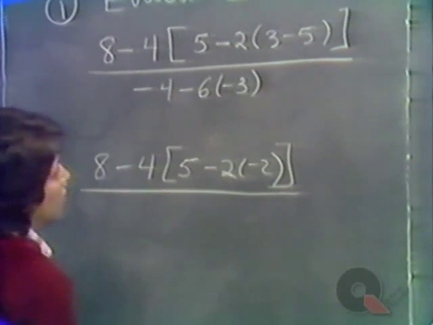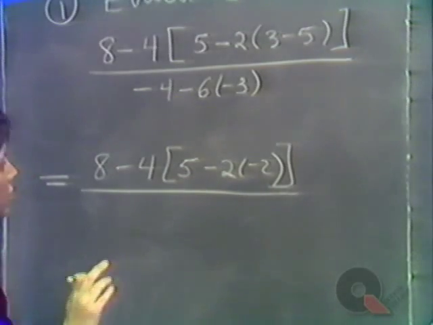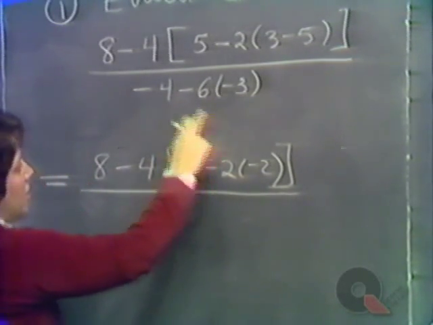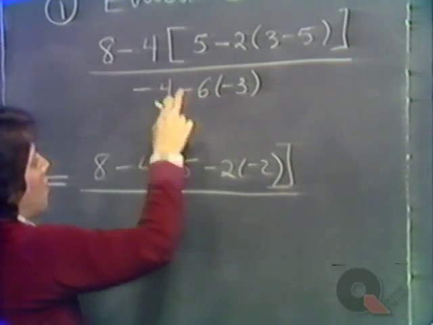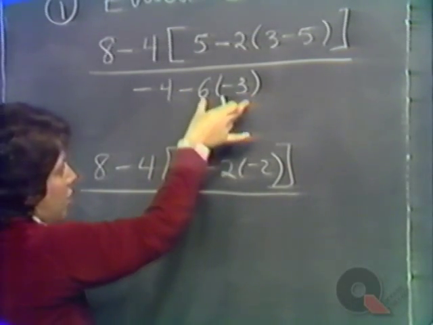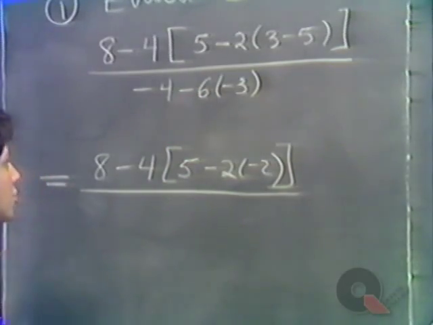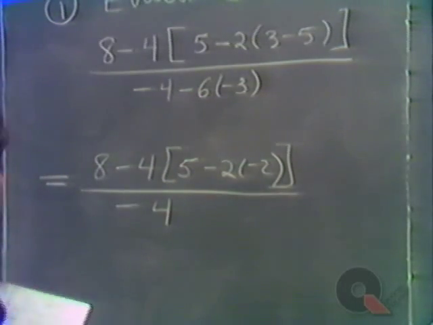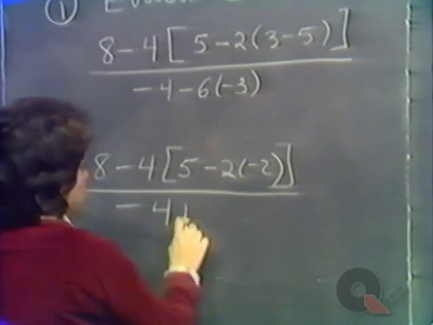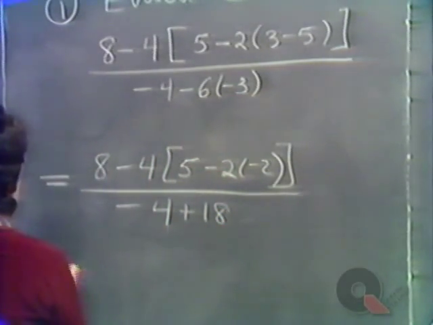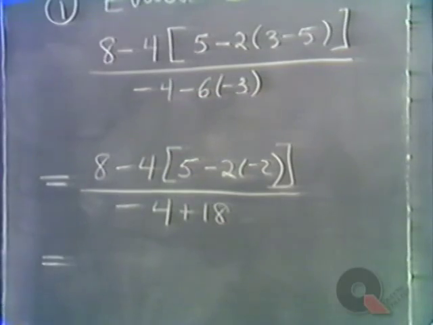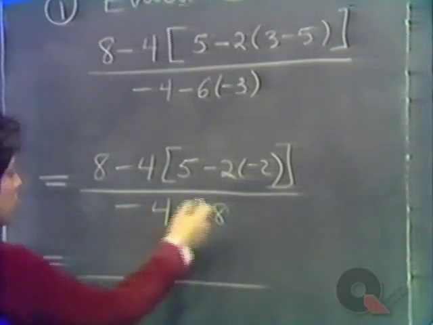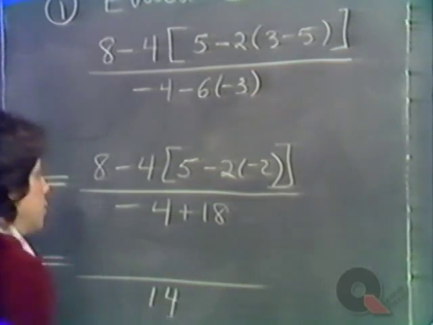Okay, let's see what we have downstairs. Once again, resist the temptation to say minus 4 minus 6, that's minus 10. Realize that we have minus 4 minus 6 times minus 3. This multiplication comes before the subtraction. So it'll be minus 4 minus 6 times minus 3 is plus 18. In the denominator, minus 4 plus 18, of course, that's plus 14.